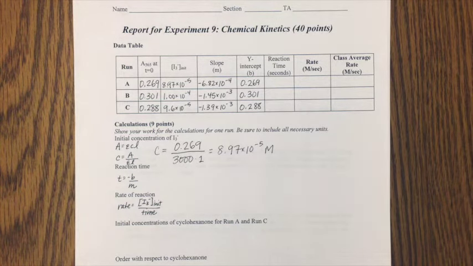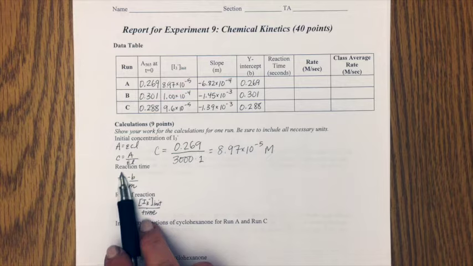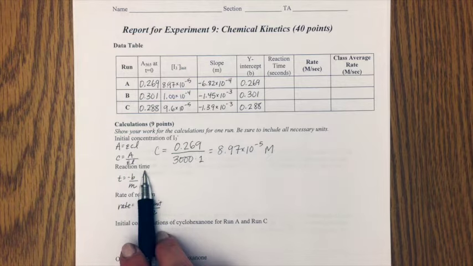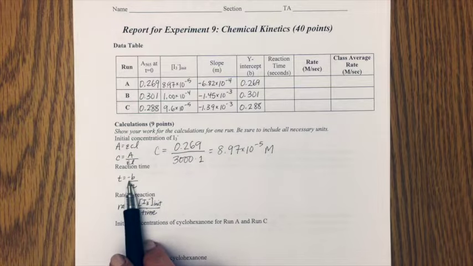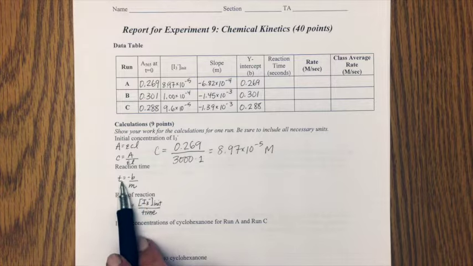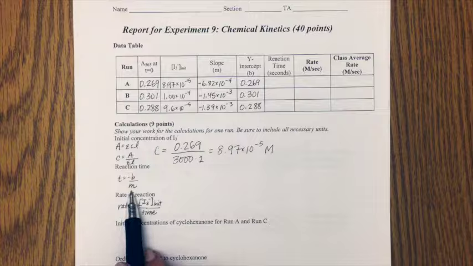Okay, the next thing I have to figure out is the reaction time. The reaction time is just going to be the negative y-intercept over the slope. For our reaction, essentially what this is saying is this is the time when the absorbance equals 0, which is what we're looking for. Remember, when all of our I3- is gone, our reaction will be complete.